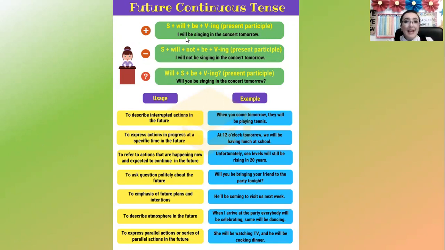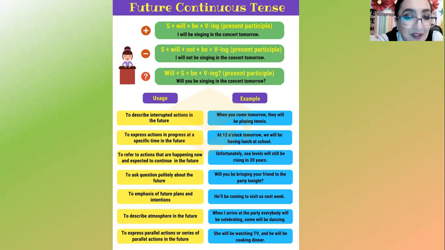For example, I will be singing in the concert tomorrow. I will not be singing in the concert tomorrow. Will you be singing in the concert tomorrow? As you can see, this is going to be super easy. It's the future, with only be and ing. But miss, when am I going to be using all these future continuous things?